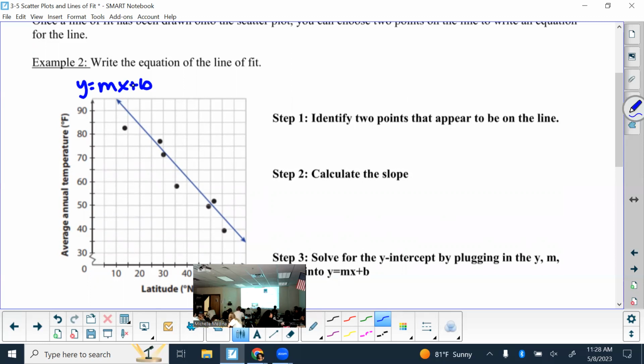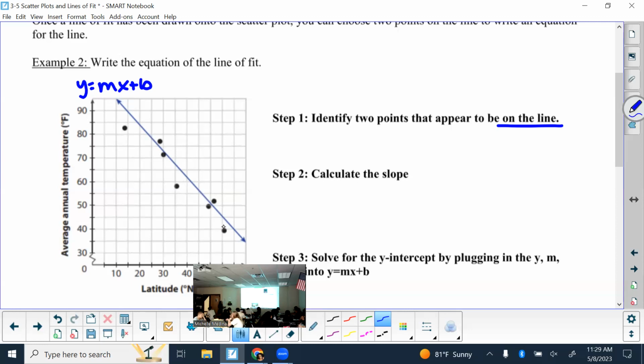So once you draw your straight line, look at where that line is. And the first thing you're going to do is identify 2 points that appear to be on the line. So will it always be a data point? No. You want it to be on the line. Sometimes none of the data points touch the line, like this one. None of them are directly on the line.